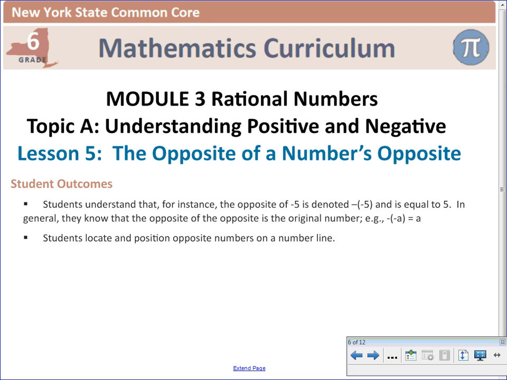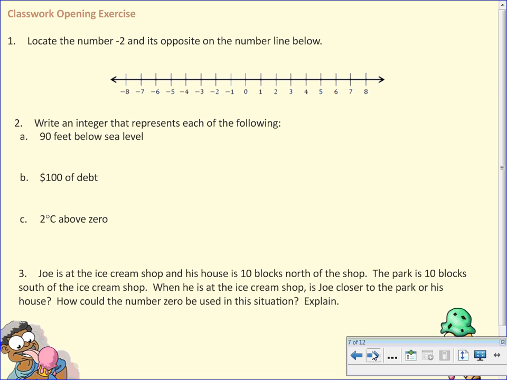Okay, so now exercise 1 is just a review of what we worked on yesterday. So we're going to start by locating number -2 on the number line and its opposite. The opposite of -2 is +2 because they are both the same distance away from 0, but on opposite sides.